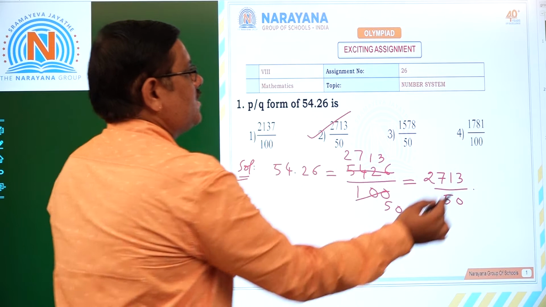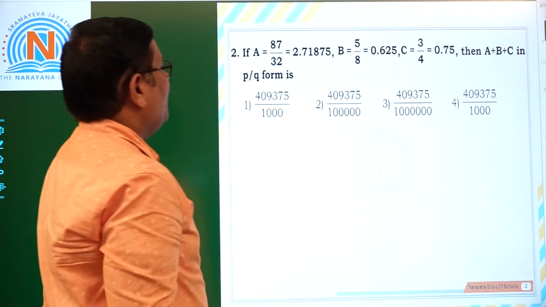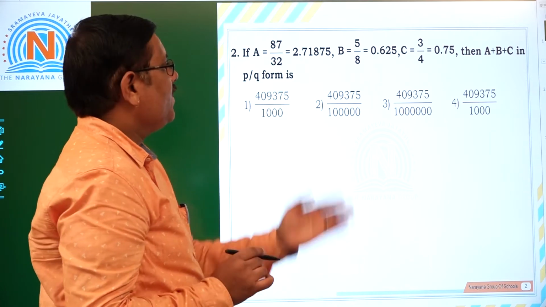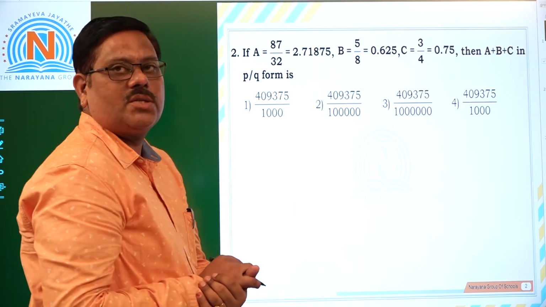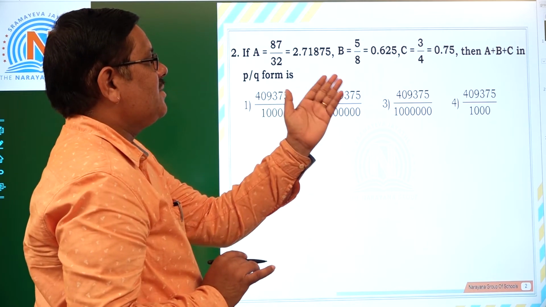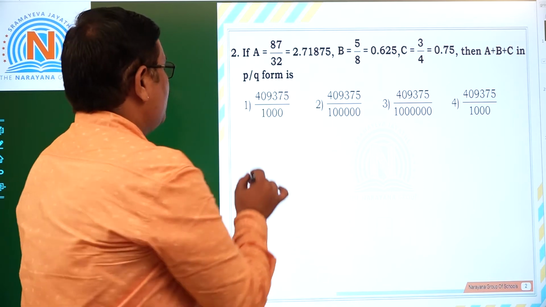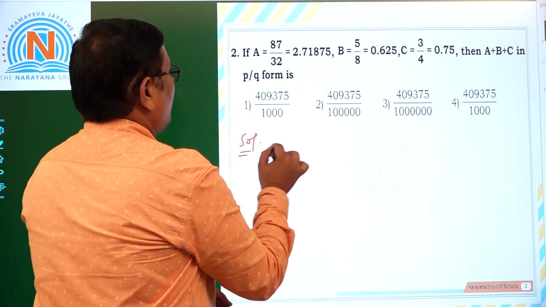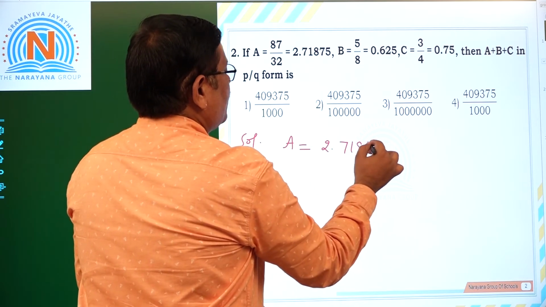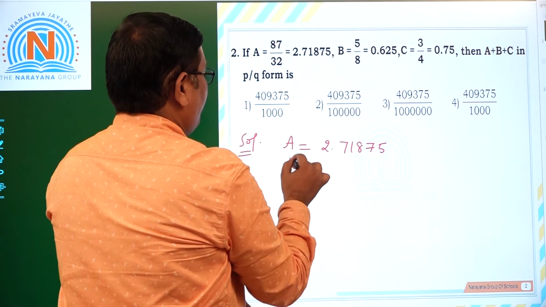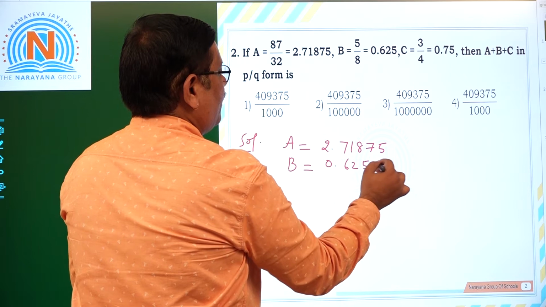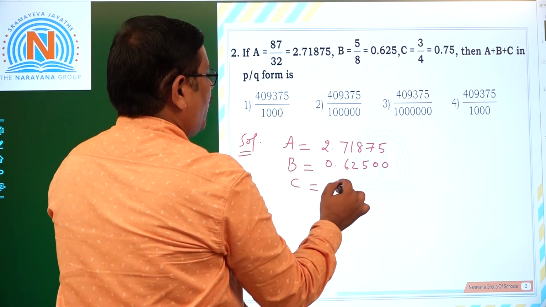Okay, now we'll move to the next question. If A is 87 upon 32, that is 2.71875, B is 5 by 8, that is 0.625, and C is 3 by 4, that is 0.75, then A plus B plus C in p by q form is. Let us see the solution here. What is A given as? Let us take the decimal part, 2.71875. Now let us take B. What is B? 0.625. What is C for us? 0.75.